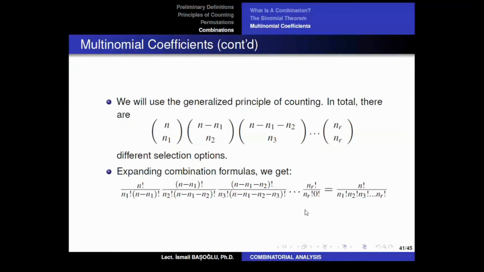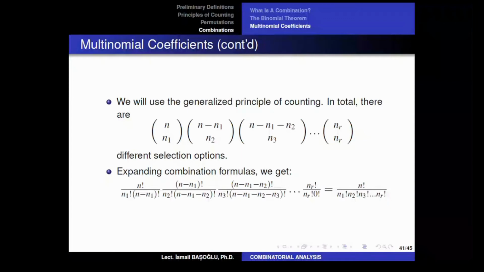Now, as you can see, the n minus n1 factorial in the denominator of the first component and the n minus n1 factorial in the numerator of the second component can cancel out. Similarly, the component in the denominator of the second component and the numerator in the third component can cancel out. Just like that, once everything is canceled out, you will see that this formulation will be reduced to n factorial divided by n1 factorial times n2 factorial times n3 factorial, so on and so forth, until nr factorial. This formulation looks like the number of permutations of indistinguishable objects, but they are not related to each other.